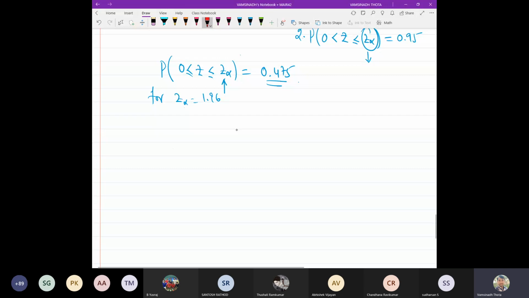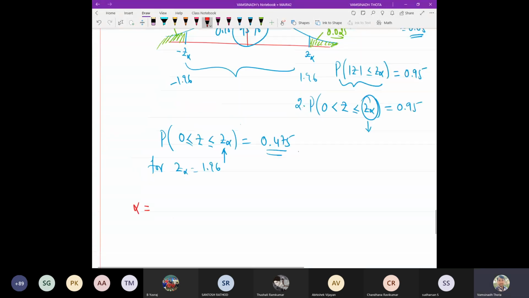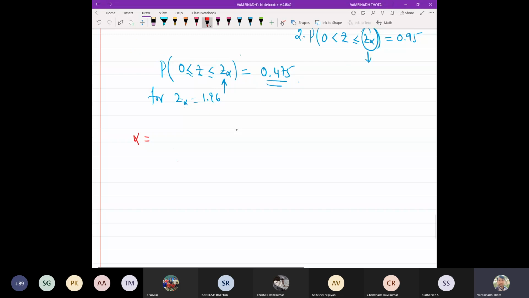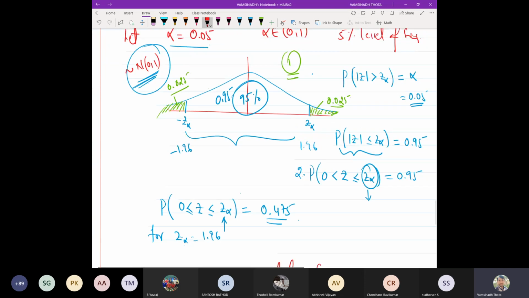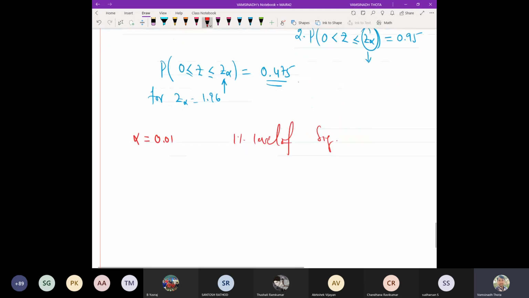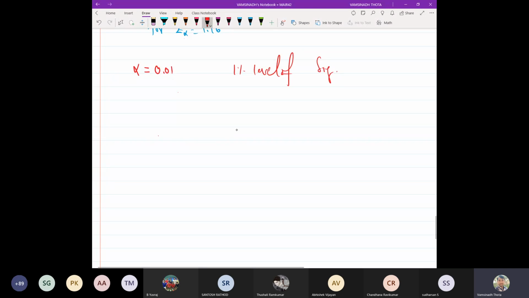For example, alpha is equal to, let me make it clear, 0.01. 0.01 means what? Basically a 1% level of significance. Again, we are using the two-tailed test. We are assuming that the test statistic follows the standard normal distribution. Then in this case, what are the critical values? What is Z alpha? That is what we are going to evaluate.